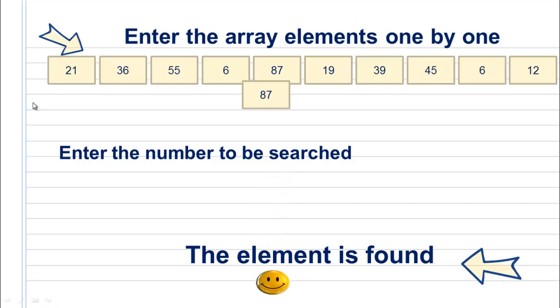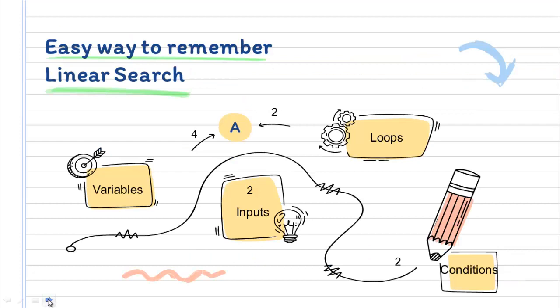So you'll be having a group of array elements. You'll be having the number to be searched. The number to be searched will be compared with each and every element of the array. So now come on, let's see what things are very important for this linear search. An easy way to remember linear search: we need 4 variables, 2 loops, 2 inputs and 2 conditions. So 4, 2, 2, 2 is the easy method that you have to remember. 4 variables, 2 loops, 2 inputs and 2 conditions.